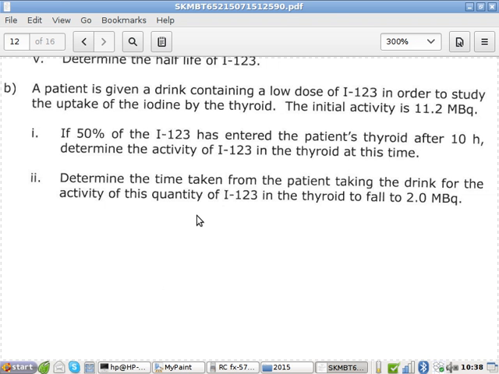Why did they change lambda? No, what do you mean, change the A? I thought it was like constant. The activity? No, the activity decreases and the N decreases. Only the lambda is constant. Part 2 you should find familiar because you've done it in your homework. It's what's the time until this activity decreases to 2 megabecquerels?